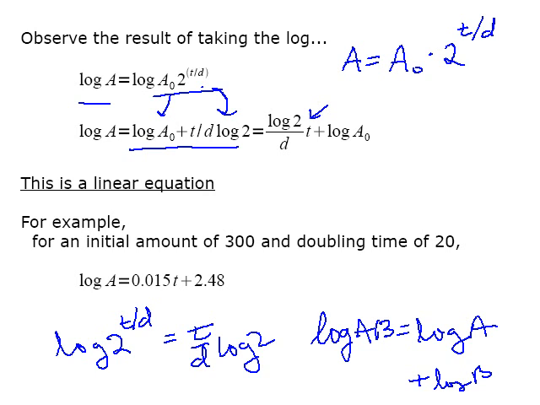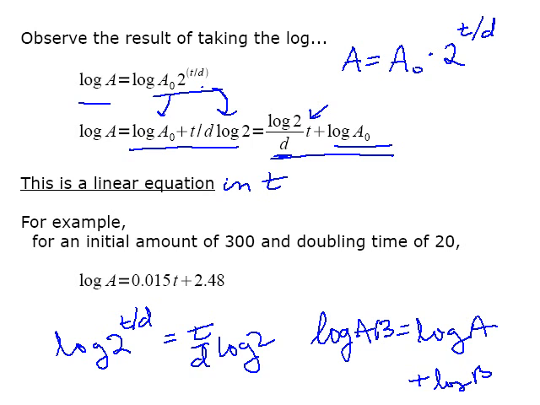which is just 0.3010, just a number, divided by the doubling time, plus the log of A naught, which again is just a number. That's because A naught is your initial value. This is a linear equation in t, in time. It's linear. I've taken the log of both sides and I got a linear equation.